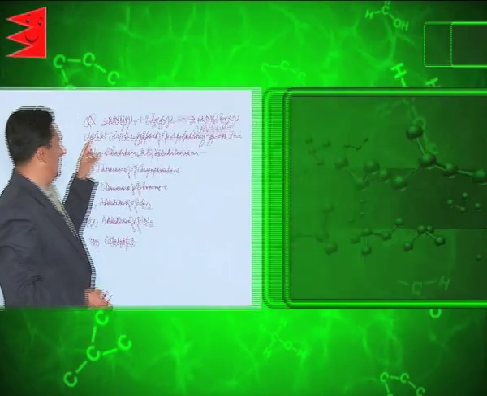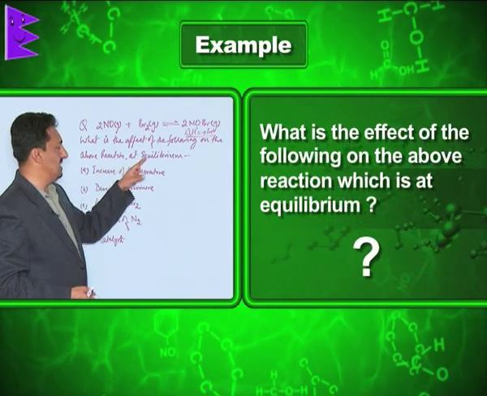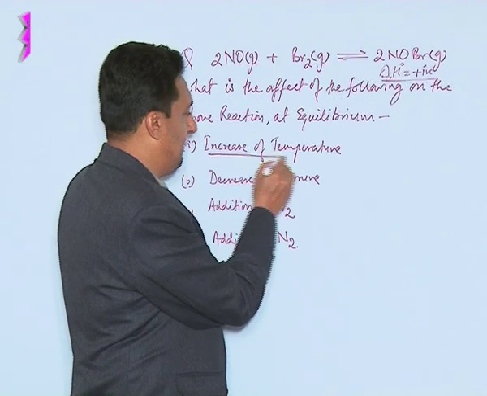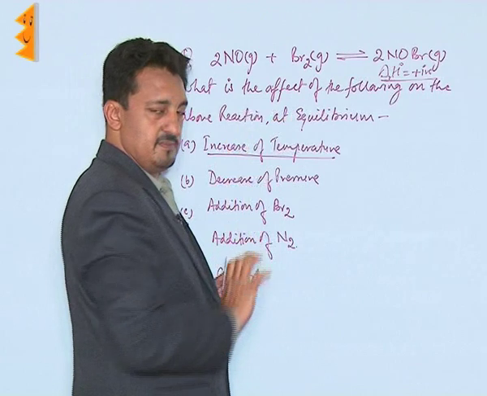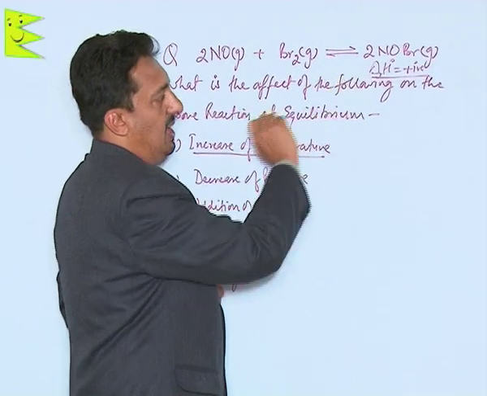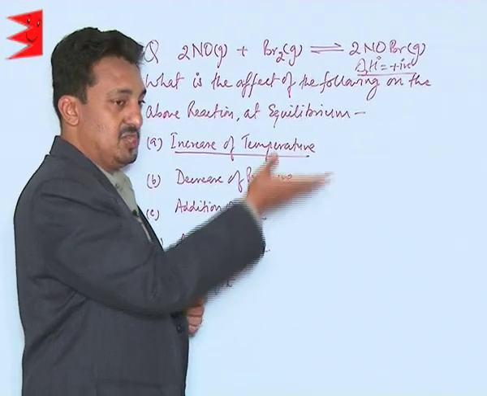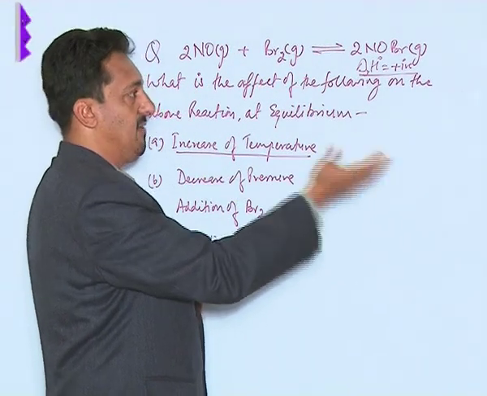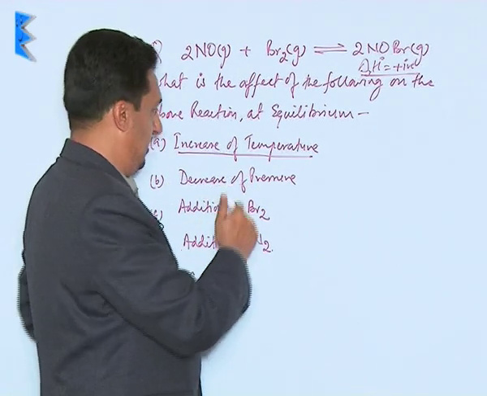The question is, what is the effect of the following on the above reaction which is at equilibrium? The first is increase of temperature. If the system is already at the state of equilibrium, we know the forward reaction is endothermic from this sign, and the first condition is if the temperature is increased. Since the forward reaction is endothermic, the backward will be exothermic, so the increase of temperature will favor the forward reaction.